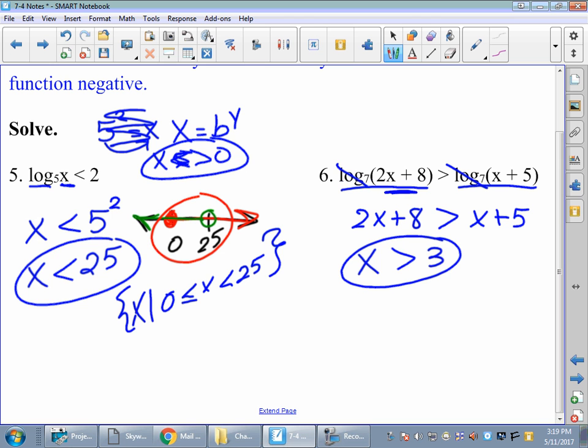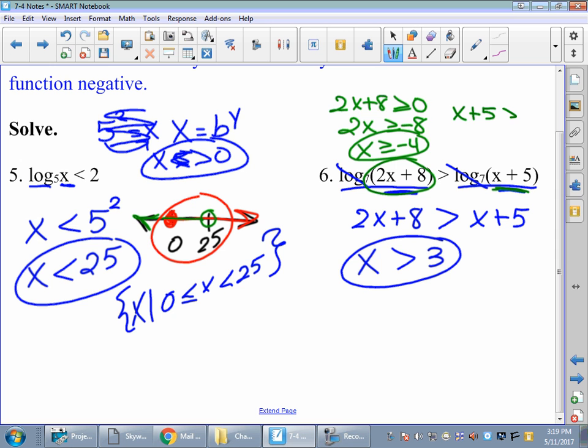I do have to look at this information though and make sure that they don't turn negative. So I actually have two pieces of the puzzle here. 2x plus 8 has to be greater than or equal to 0, must be positive. So 2x has to be greater than or equal to negative 8. x has to be greater than or equal to negative 4. And the second one, x plus 5, also has to be positive, so it has to be greater than or equal to 0. x has to be greater than or equal to negative 5. So all three of those things need to correlate.